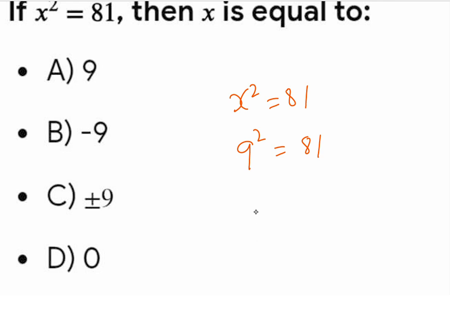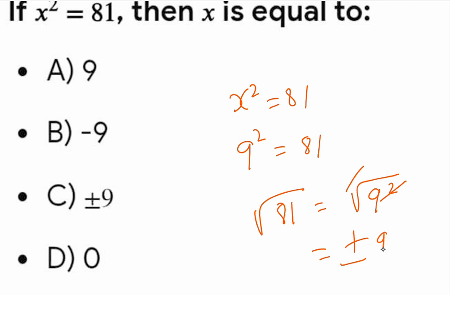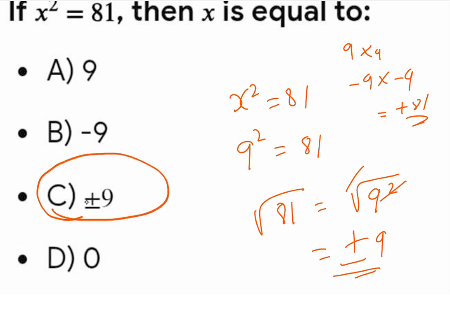When you take the square root of 81, it becomes the square root of 9 square. When you take the square root, you have to write plus or minus 9. Either it is plus 9 square or minus 9 square, you will get the same. If you take plus 9, 9 into 9 is 81. If you take minus 9 into minus 9, minus into minus also gives plus 81 only. So that you should not get confused here, don't write only plus 9 or only minus 9. You should write both, plus or minus 9. That is option C. When you take the square root, it has both a negative as well as a positive sign. So the answer is plus or minus 9.